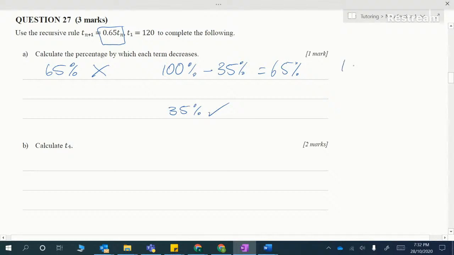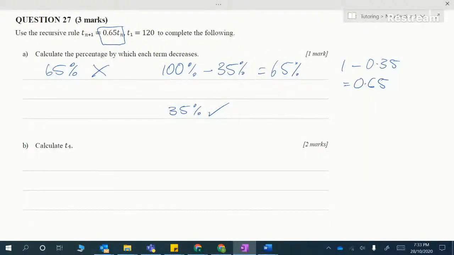So that's an example where you'd be taking it away from one. So if I were to do it in decimals, it would be this. Okay. So if you want to decrease it by 35%, you would multiply it by 0.65. Okay. That's like a discount of 35%.